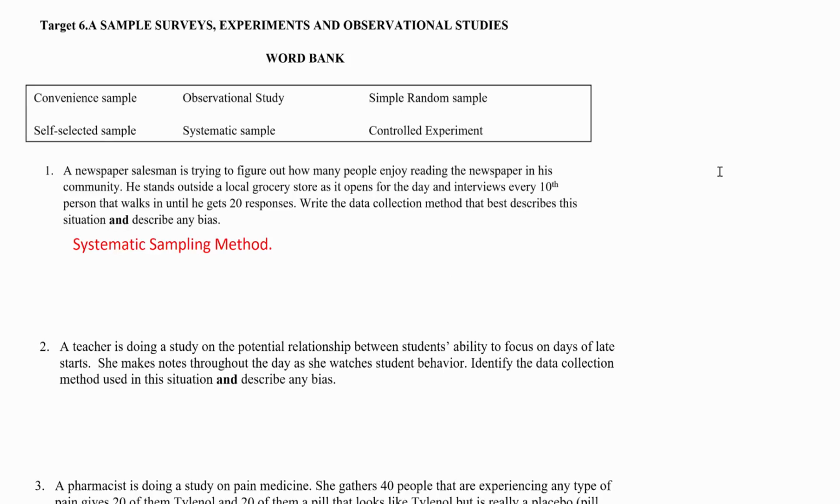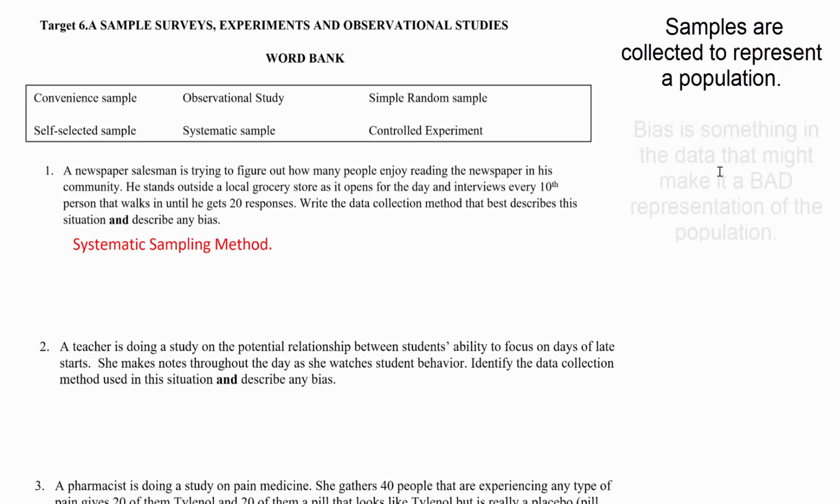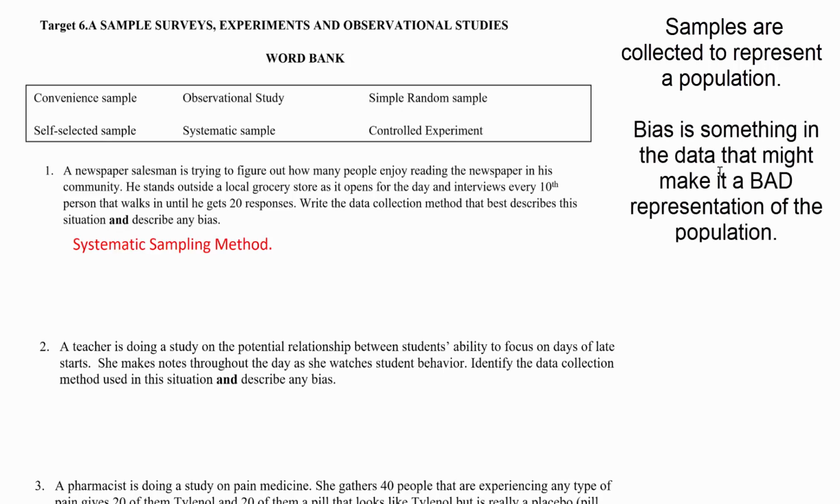Now remember, when we collect data, we have to collect it so that it's as good of a representation of the population as we can. Remember, the sample represents the population. If we collect it in any way that makes it not a good representation or throws it off, then that would be called biased. And it's important to remember that there's plenty of different ways that sampling methods can be biased. There's not necessarily one right answer. There's several that could work.